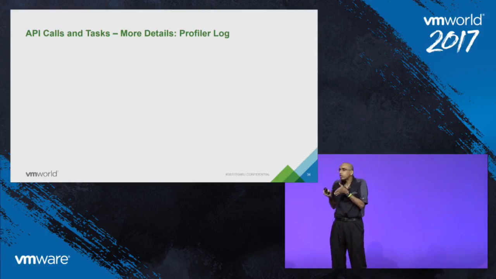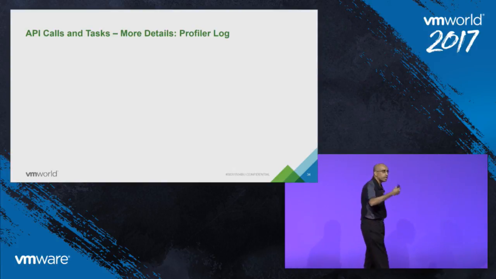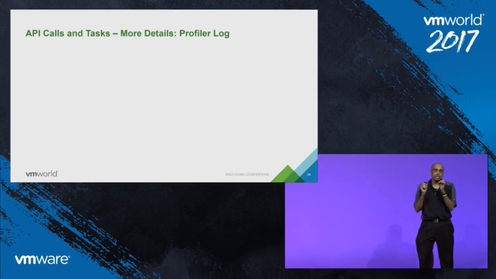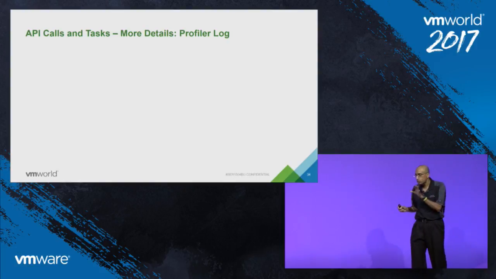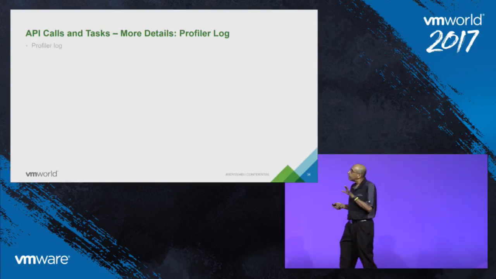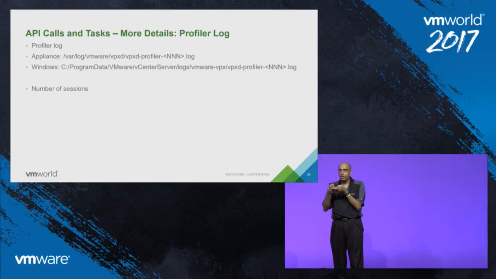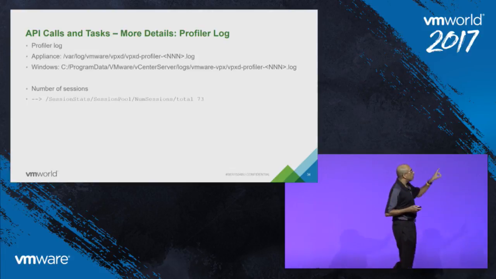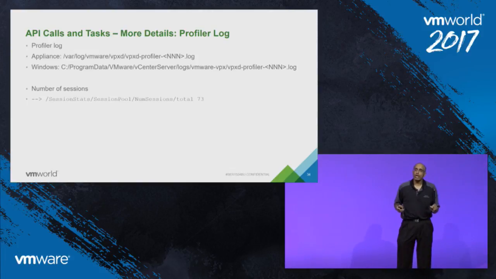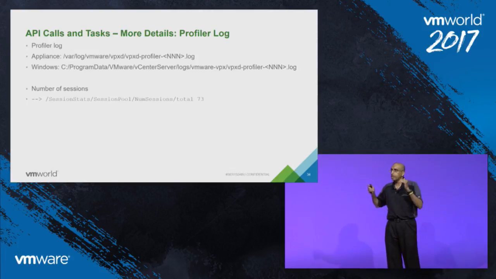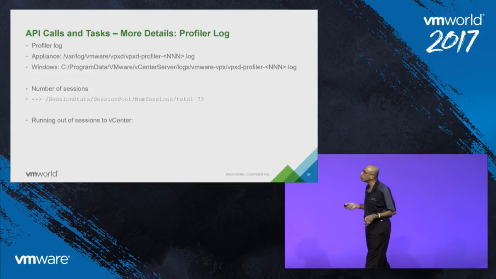Okay, so there is a log that's in the same directory as your VPXD log, and it's called the VPXD Profiler log. You may have noticed that it stores information every 5 minutes. This is the location of those logs, both in Windows and in the appliance. In that log file, it lists the number of sessions. Remember what I said before. If you hit 2,000, then you will not be able to log in anymore. This is what you're looking for.